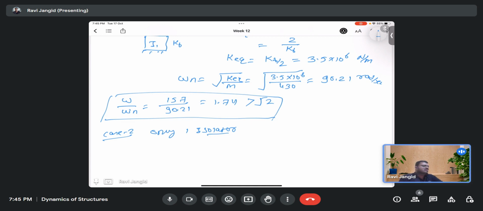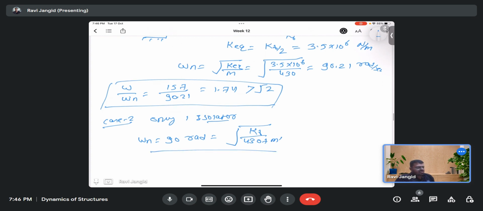Can we increase mass? Yes, we have to increase the mass, if we have only the available isolator. To find out, it should be greater than square root 2 times omega n, which should be nearly 90 radian per second. So we can get kb divided by m is 430, which is already available. So we need some extra mass m dash. You can calculate using this. You will get m dash nearly around 440 kilogram. That extra mass you can attach to the machine so that you will get the effective isolation.